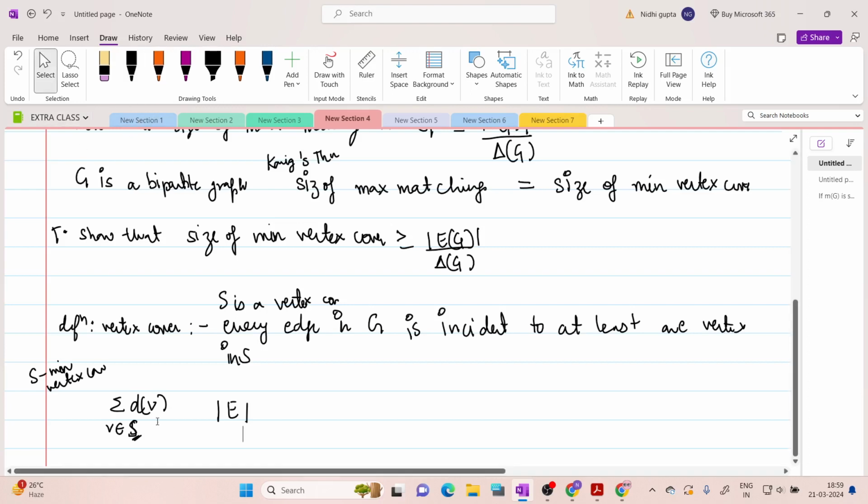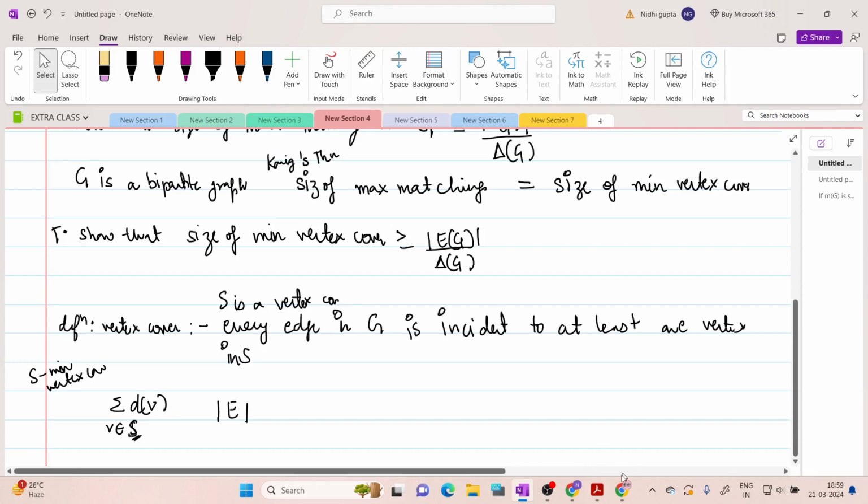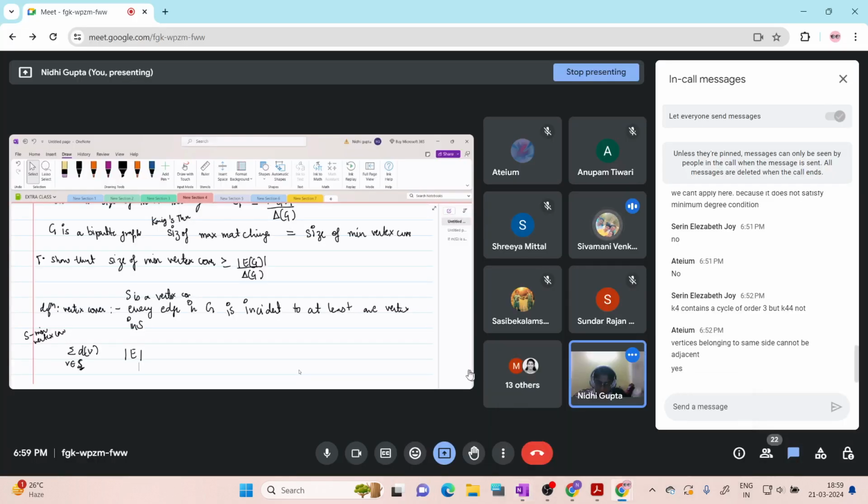So basically, can we apply the handshaking theorem? Okay. Yes, how do you want to apply the handshaking theorem? The sum of degrees of vertices equals 2 times the number of edges. Yes, but that is for all the vertices, right? Now I am just saying that we are just picking the vertices in the vertex cover. Is there any relation now?